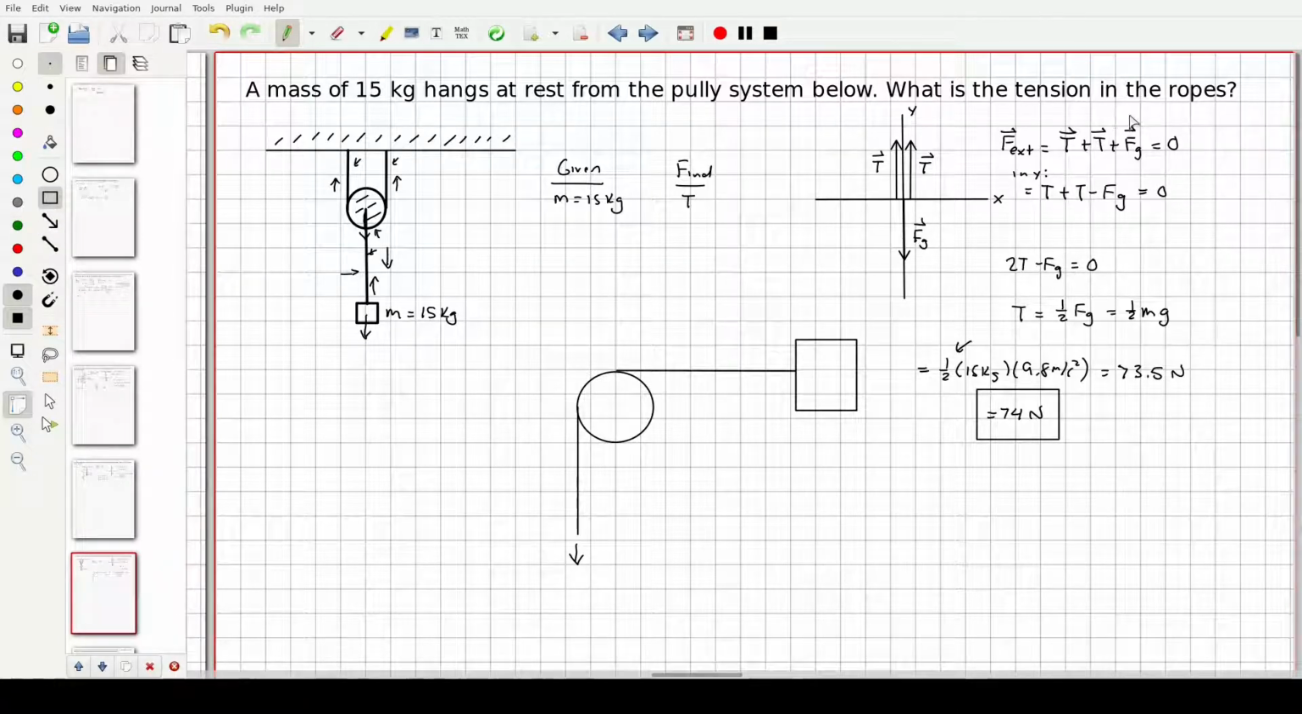So if you wanted to be technically correct about this, you'd say that the tension in the ropes here would be, oops, wow, that's interesting. I drew that with boxes. There, it's better. So the tension here would be 74 newtons y hat. Okay? Now, so let's work another.